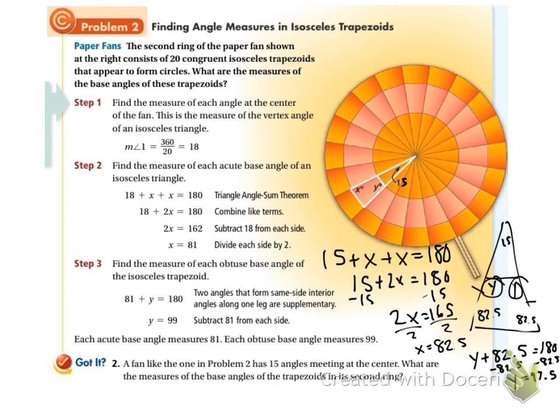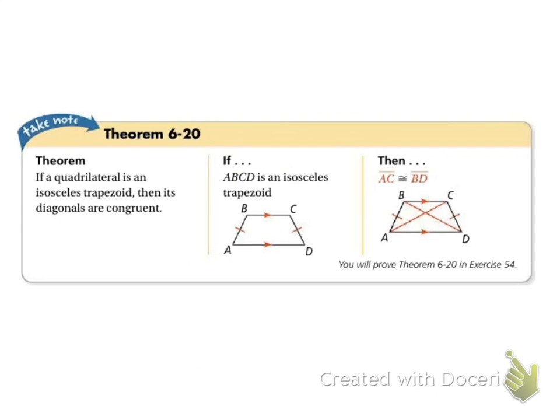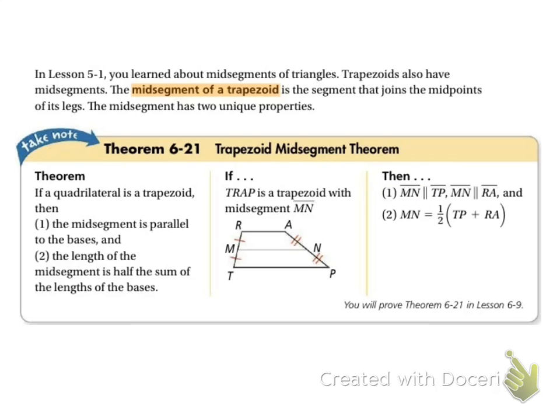Okay, here's another theorem. It says if it's an isosceles trapezoid, then the diagonals are congruent. So if it's an isosceles trapezoid, then the diagonals are congruent. And here's another theorem. This one's a bit of a doozy, so stick with me.